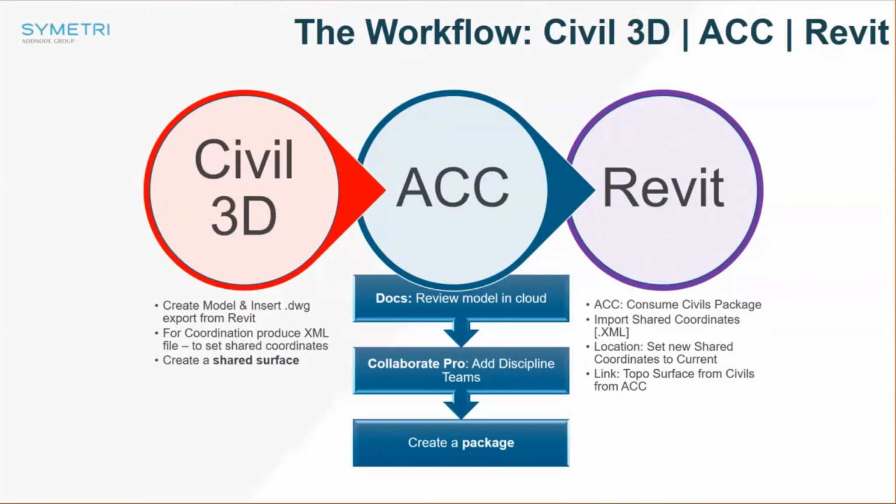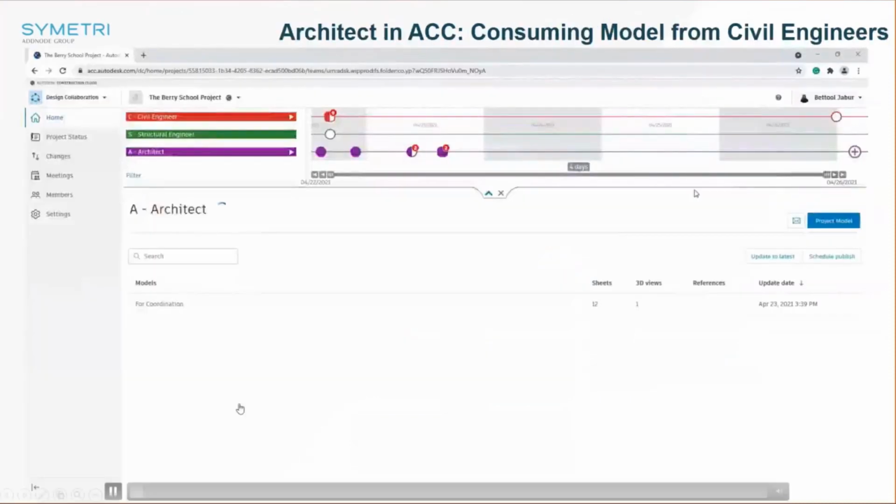So the workflow within Revit will be in ACC to consume the Civils package, then go into the location and make sure that the new location is set to the XML file that was brought in from the Civil 3D, and then we can go in and link the topo surface from the Civil 3D package from ACC where that data is actually housed. So let's take a bit of a deep dive into how that works within the Revit side of things.